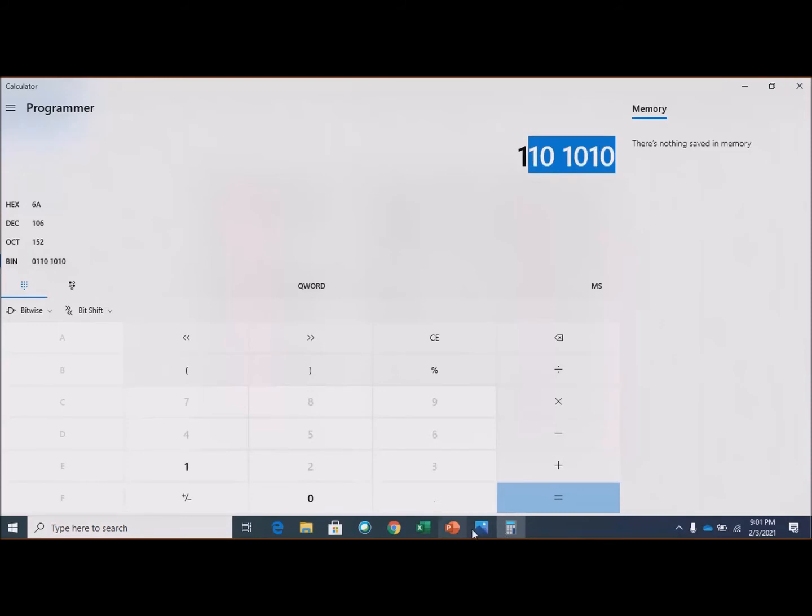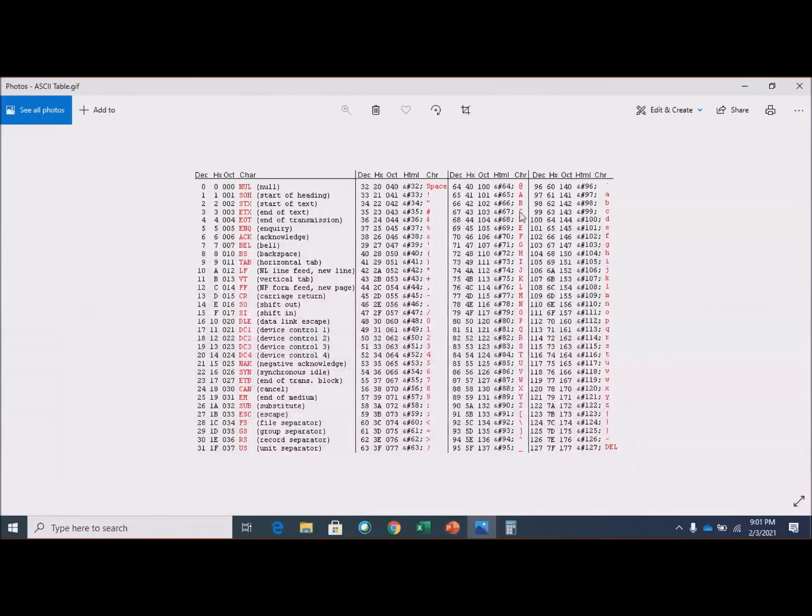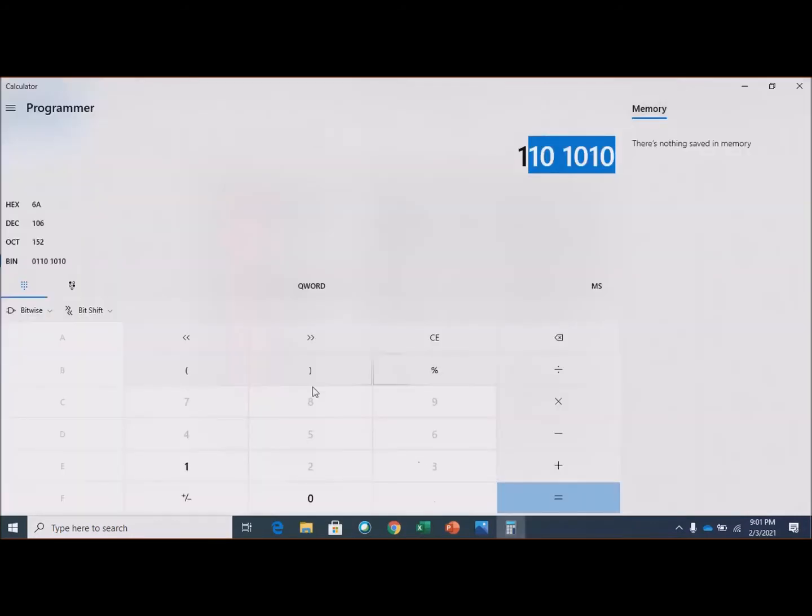If, on the other hand, I hit, say, an uppercase C, notice that looks like 67. 67 to the computer looks like that. So that's what's going to go down the wire.